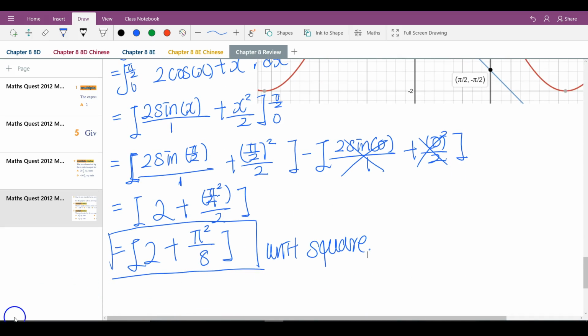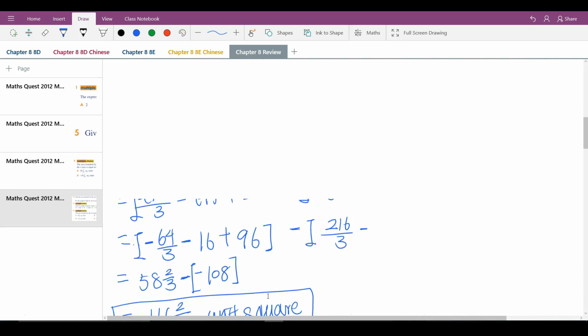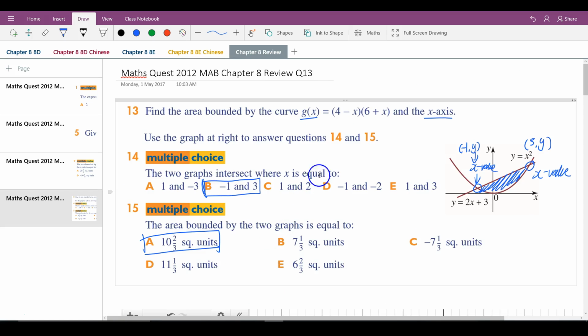Yeah, suppose nothing too hard. And let's just stop there, alright? So that's from 13 to 16. So question 13 to 16.